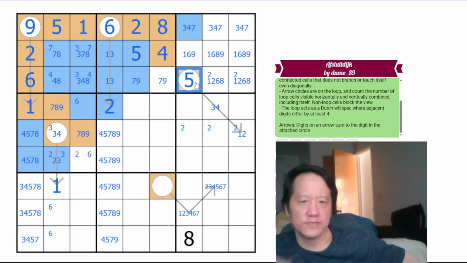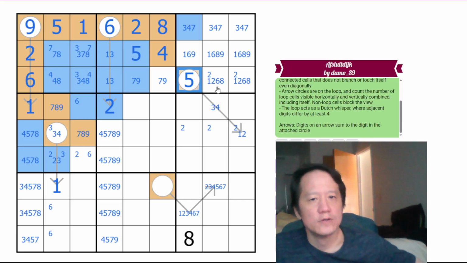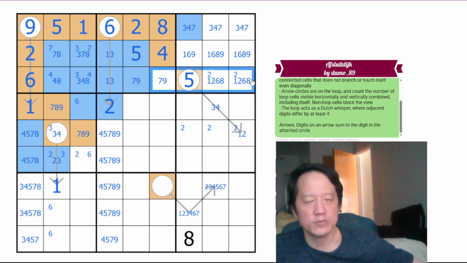This sees 5 digits on the loop. So either way, if it goes this way, then that way, or this way and then that way, it only sees 4 digits on the loop. So it can never go this way. It has to always exit out that way.